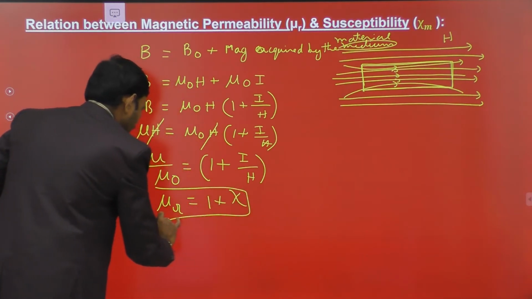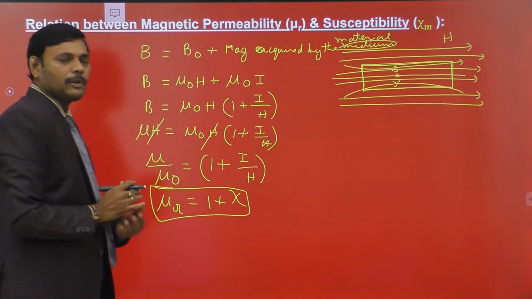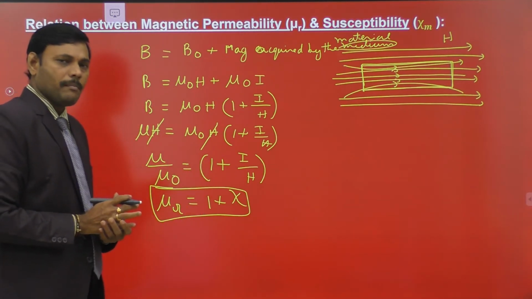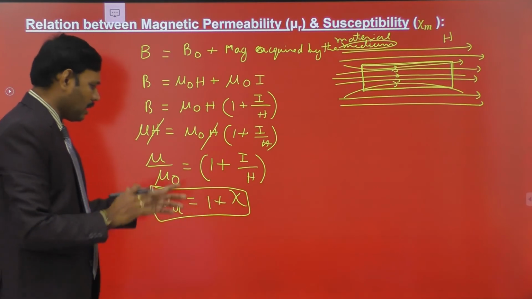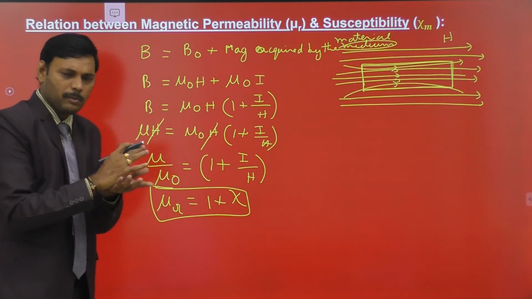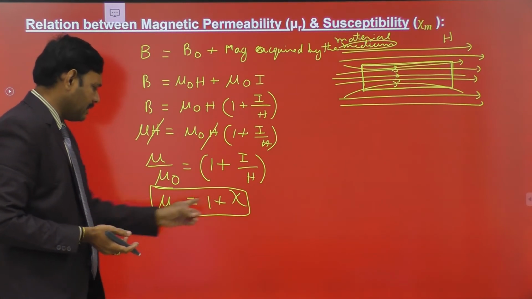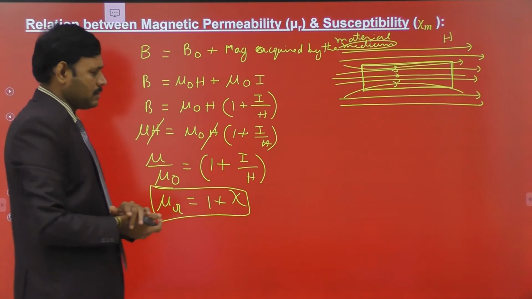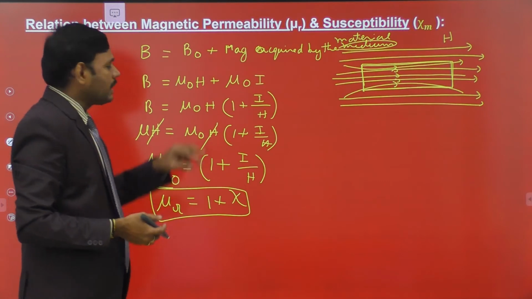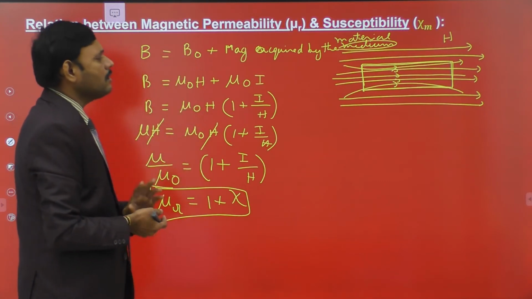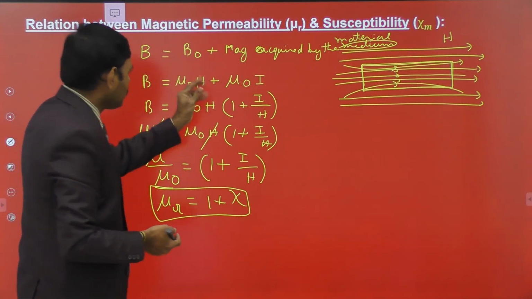This is the relation between susceptibility and relative permeability of a magnetic material. Xi and mu r are the susceptibility and relative permeability of magnetic material. These are related by the equation mu r is equal to 1 plus Xi. Students, let me recollect the derivation once again in a moment.